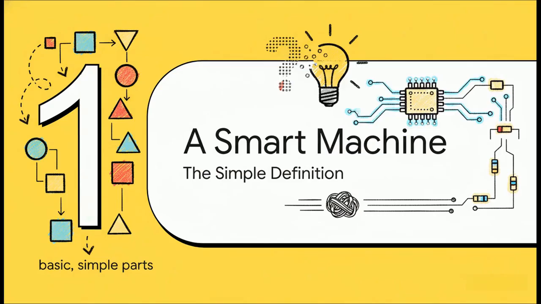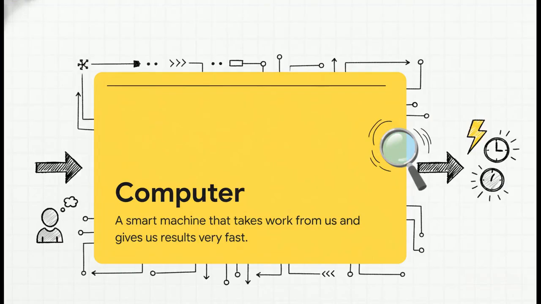It all starts with a super simple idea. Because really, when you get right down to it, a computer is just a smart and really fast machine. Yeah, that's the core of it. A computer basically does just two things. It takes some kind of work from us, and then it gives us back a result. And it does it incredibly fast. That's it. To see exactly what I mean, let's look at a perfect example that we all know.